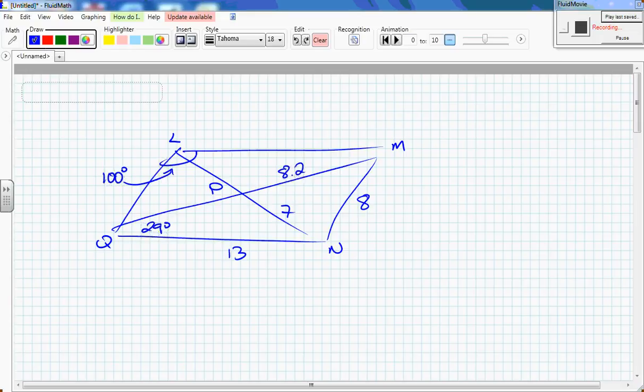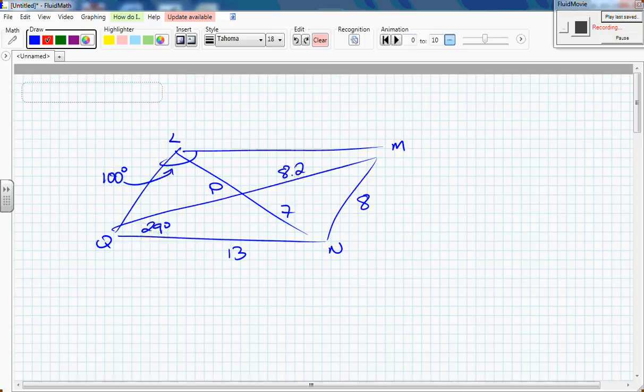Okay, to answer questions 12 and 16 from the geometry homework, we're going to use this diagram that I've drawn. The directions say find the measure in parallelogram LMNQ and explain your reasoning. As we look here, it tells us this is a parallelogram, so we know in a parallelogram that opposite sides are congruent.